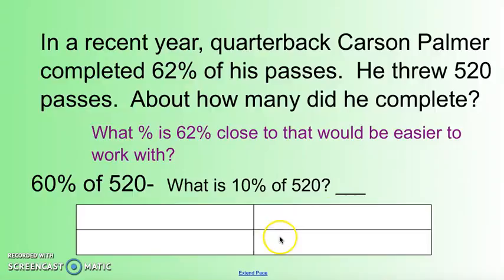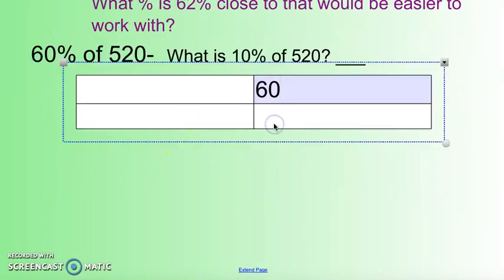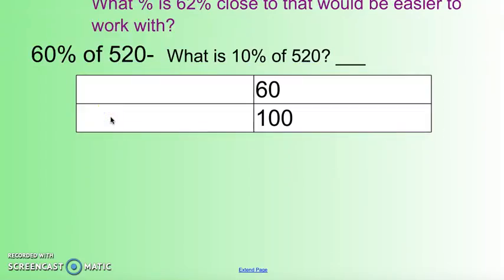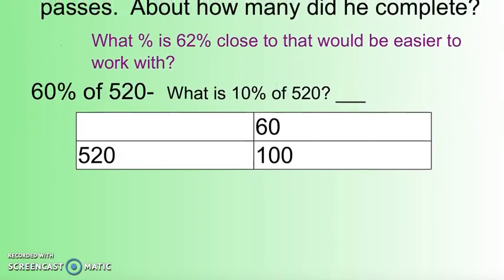Okay? And so looking at this, what I'm going to first suggest is that we always round our percent to the nearest 10. Okay, and so 60% is really close to 62%. And so that's why I've rounded it to 60. Okay, so if I set this up, I have 60% out of 100, and I is about 520. And so 60% of 520, I'm trying to figure out about how much is that.